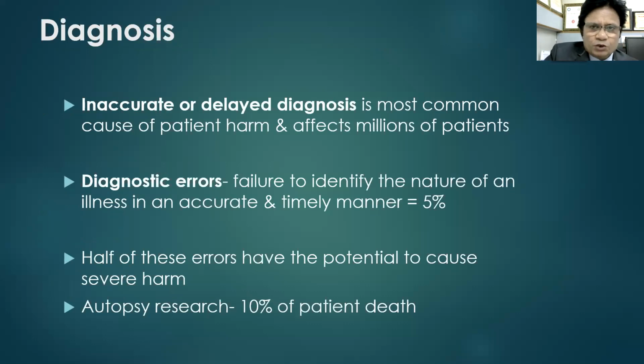But diagnosis is the most important aspect, and the problem associated with it is that any inaccuracy in diagnosis or delayed diagnosis is the most common cause of potential harm, and it affects millions of patients. Diagnostic error is nothing but failure to identify the nature of an illness in an accurate and timely manner, which accounts for 5% of the problem, which causes misleading and wrong diagnosis. And half of these errors are associated with severe consequences.